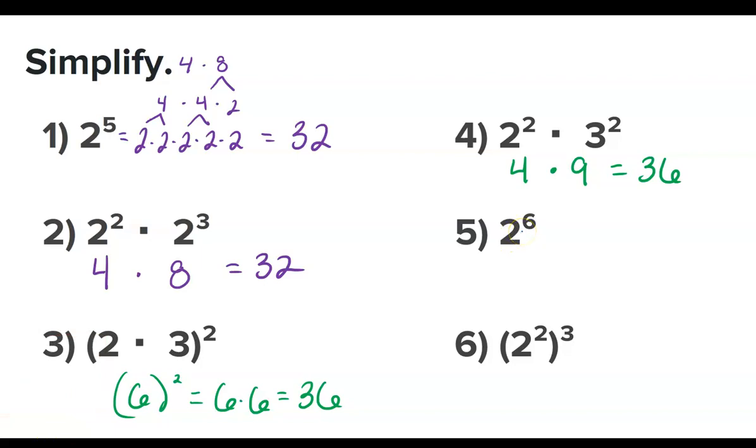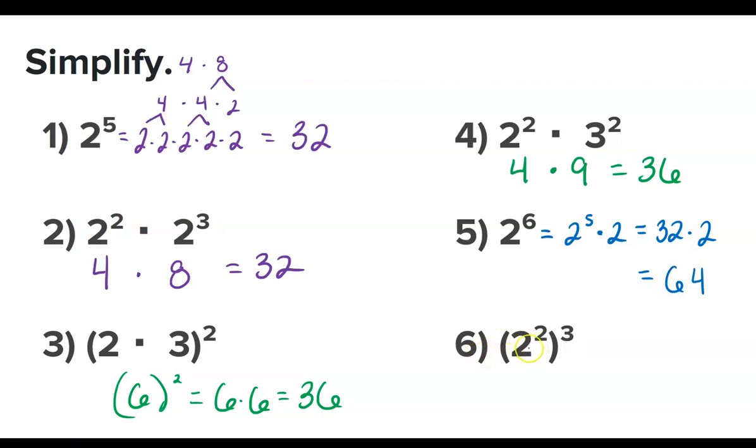Next, we have 2 to the power of 6. Now, I figured out that 2 to the power of 5 was 32. So 2 to the power of 6 will just be 2 to the power of 5 times another 2. Because remember, an exponent is just how many times we're multiplying. If I've already multiplied 2 out 5 times, this is just me multiplying it a 6th time. So we said 2 to the 5th was 32. And 32 times 2 would be 64.